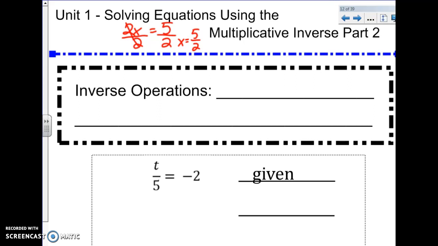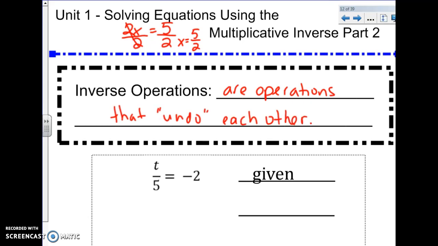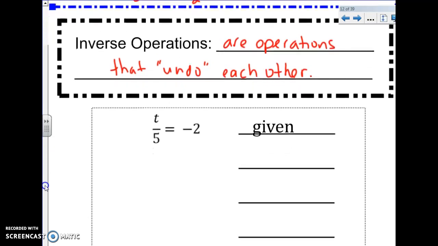So again, inverse operations, can't stress this enough. You always have to think about what's happening to the variable so that you know what you need to do to cancel it out. So inverse operations are operations that undo each other, right, or cancel each other out. And we're going to continually think about what operation is going to cancel it out to get my variable alone.